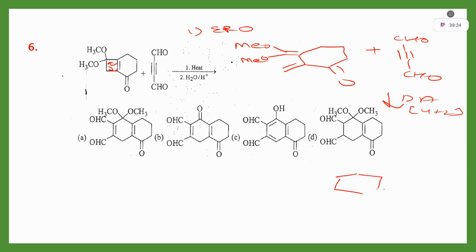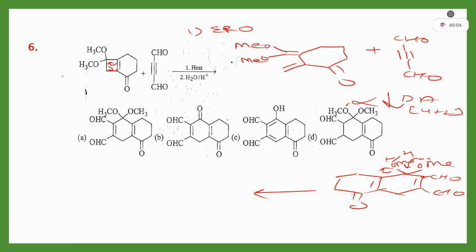What will you get? This will be your OMe, this will be your OMe, CHO, CHO. Understood? And at last acidic hydrolysis is there. So this acetal will change into ketone. I hope you know the mechanism. Basically, in acidic condition, one of the methoxy groups will be protonated, the other will knock off this methanol, and then at last, after workup, you will get the product. Which option is correct?